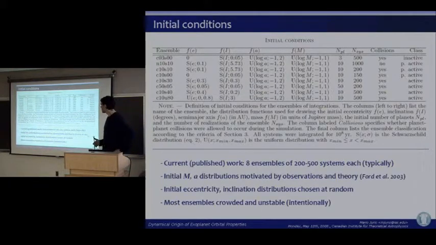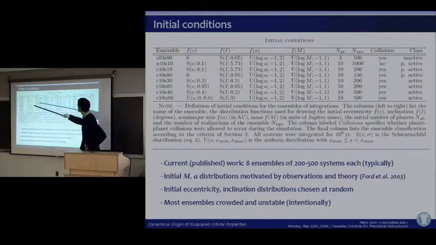What we did so far was to create eight ensembles of 200 to 500 systems each, typically. Typically what we do is we define an ensemble with some distribution of orbital elements of planets in the planetary systems that constitute that ensemble. So let me, for example, take this one here, C10S10.